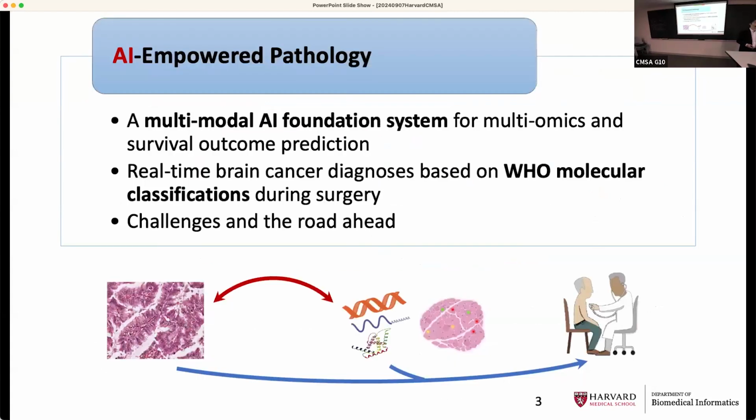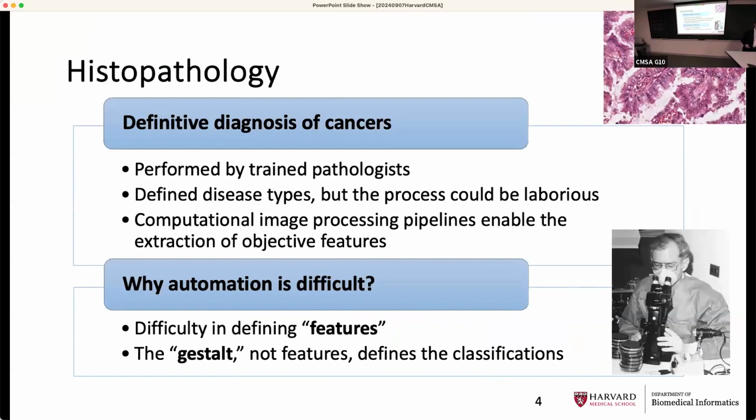And for today's talk, I would only highlight two major parts in our recent investigation. The first one is a multi-modality AI foundation model for multi-omics, the molecular data, and survival outcome prediction using high-resolution medical imaging. And the second one is related to a series of applications that we can deploy in the real world to enhance cancer patients' treatment and diagnosis. And lastly, I will cover some of the challenges that we still face as a field and some potential future directions and the road ahead that we can work together in this multidisciplinary research. So I will start with the first one, the multi-modal AI foundation system.